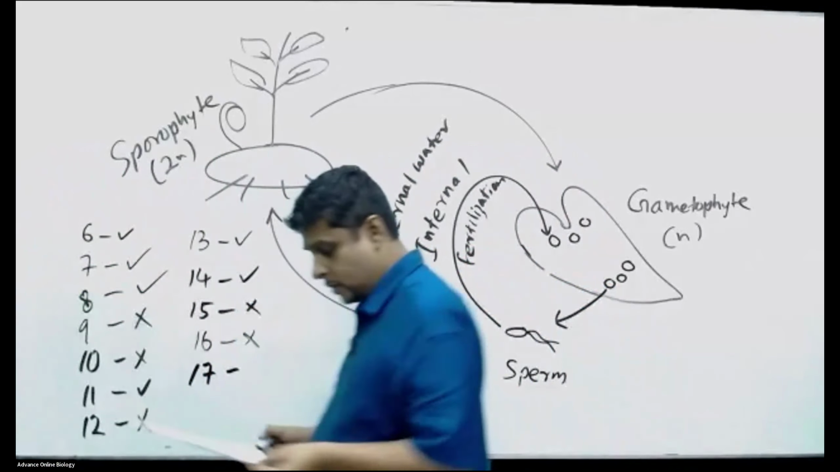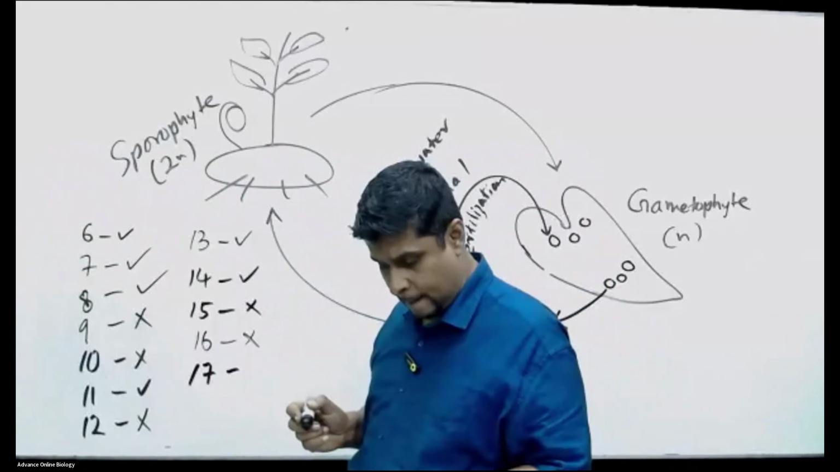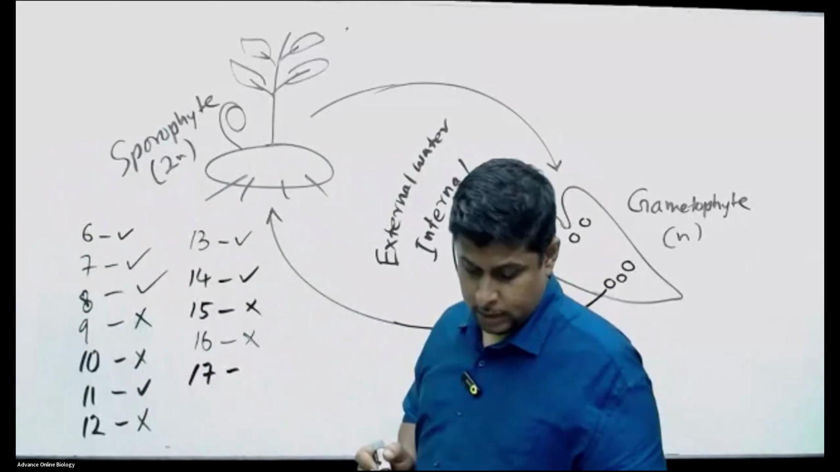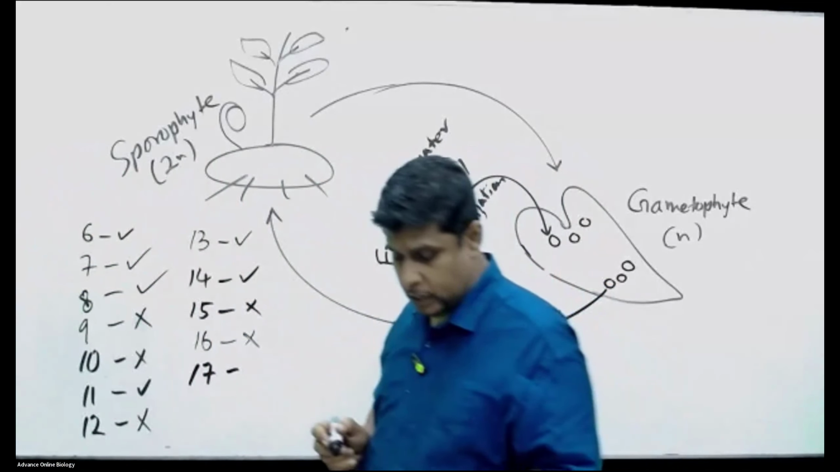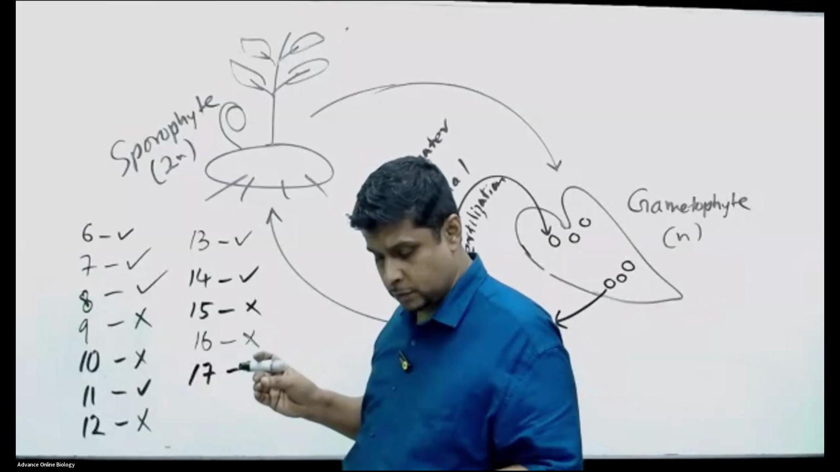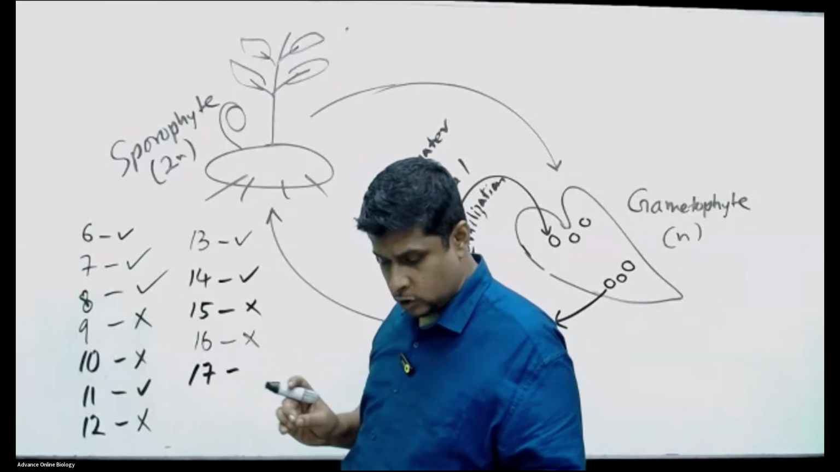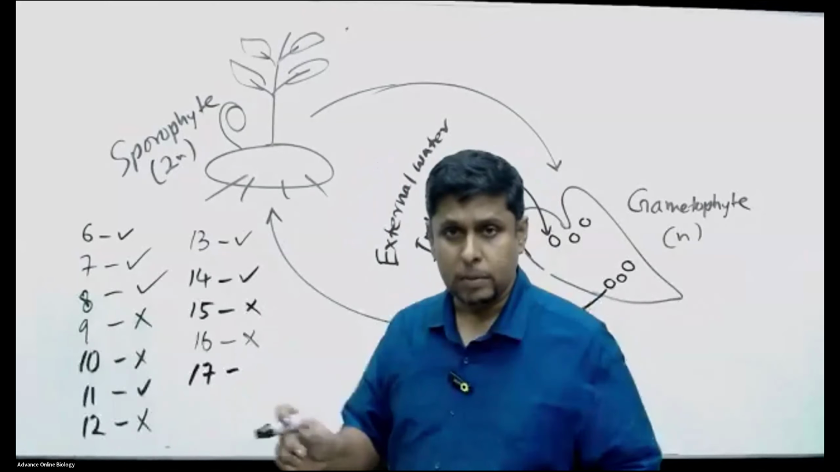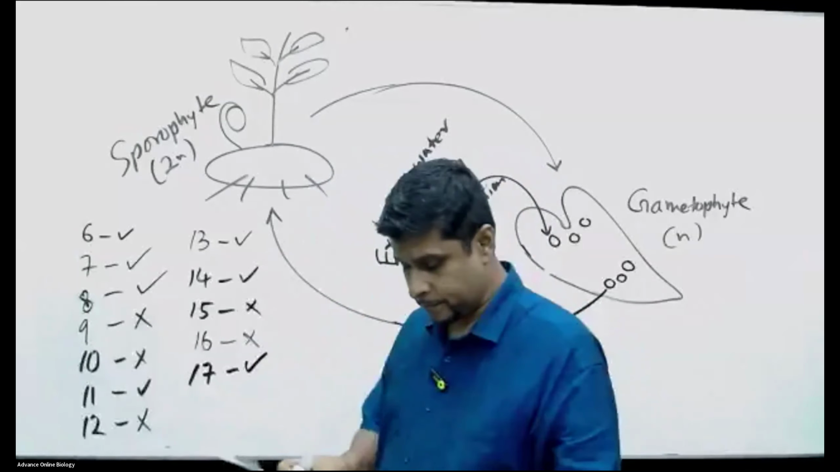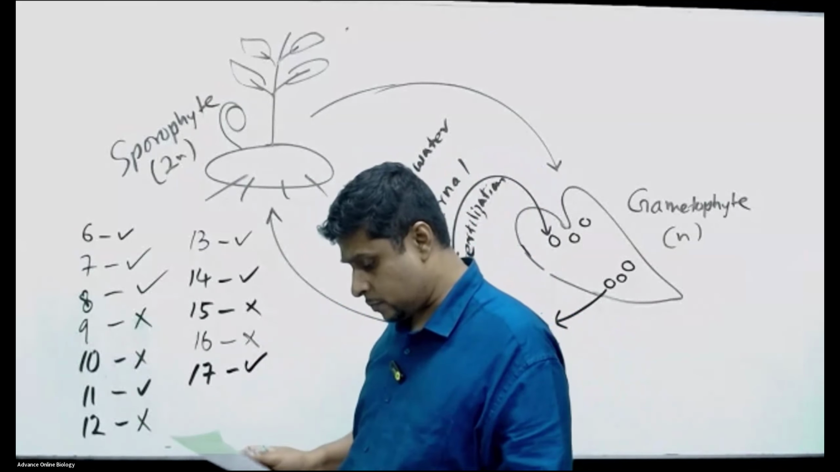17th statement, in Selaginella, megasporophyll produces a single megasporangium and microsporophylls produce a single microsporangium. Megasporophyll produces a single megasporangium. Correct. And microsporophylls produce a single one, yes. In Selaginella, we know each leaf has a single sporangium. 17th statement is correct. 18th statement, in Selaginella, genetically two different types of spores are produced.